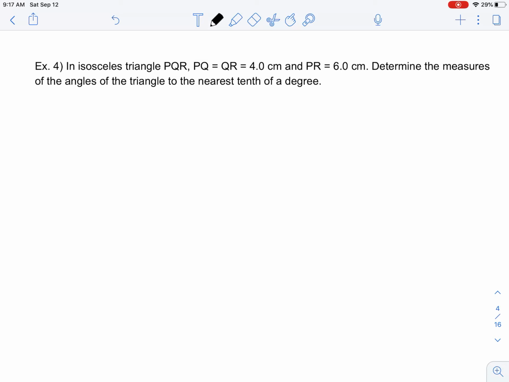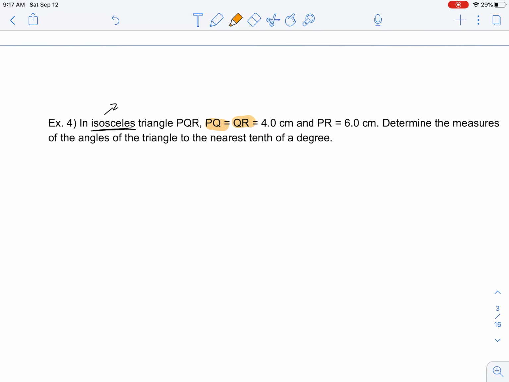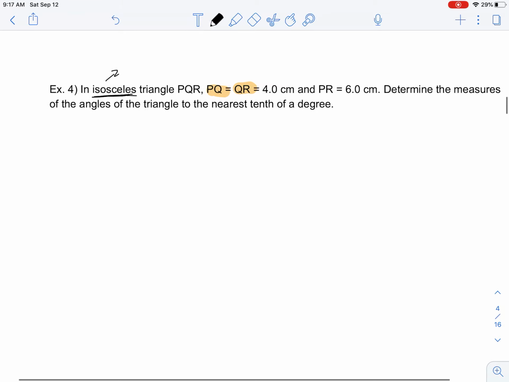So example 4 is an isosceles triangle, PQR. PQ equals QR. So the lines P to Q and Q to R. So recognize that we're not talking about a right triangle, we're talking about an isosceles triangle. An isosceles triangle simply means a triangle with 2 side lengths that are the same. In this case, PQ and QR. Determine the measures of the angles of the triangle to the nearest tenth of a degree.